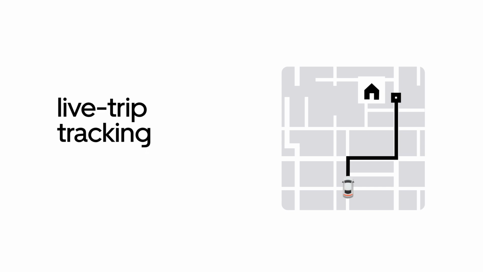It's important to note that some data is automatically shared with your parent. This includes your live trip tracking and your trip history. Of course, you do have some control of your data.